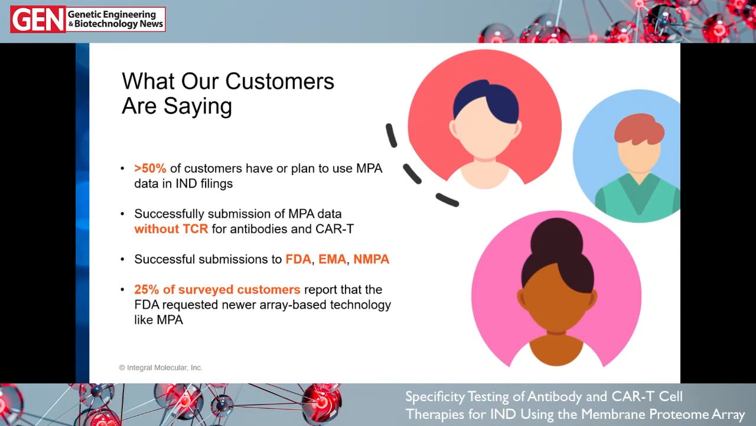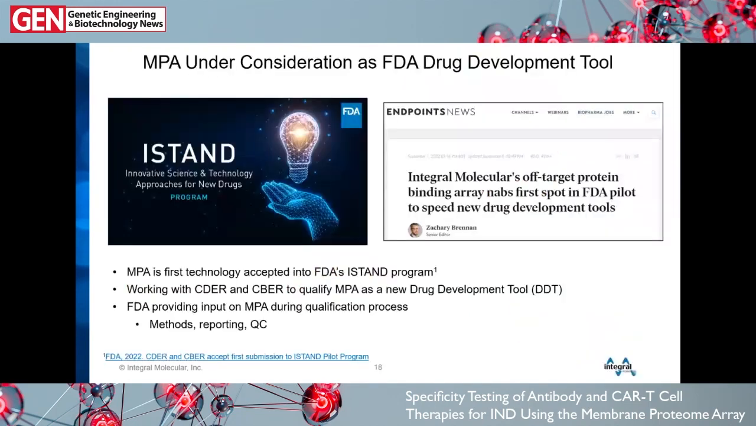This helps lead me into my next slide to discuss a very exciting development for us. Late last summer, our MPA platform was the first technology to be accepted into the FDA's pilot ISTAND program. ISTAND is an acronym that stands for Innovative Science and Technology Approaches for New Drugs. What it means is that we are working closely with CDER and CBER to formally qualify the MPA as a new drug development tool, which would really set it as a new standard at the FDA for IND submission and assessing the specificity of a molecule.